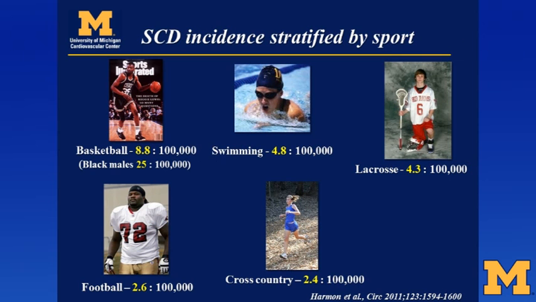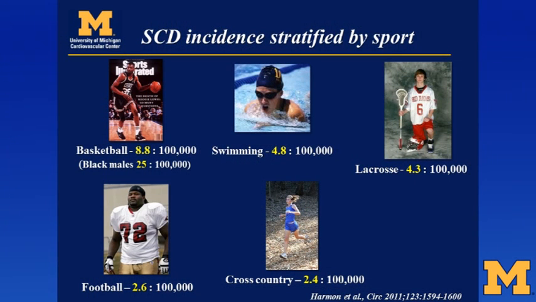Then they further stratified the incidence of sudden cardiac death by sport. Not surprising, basketball was the one that came out on top, and that's been reproduced in multiple studies, 8.8 per 100,000 sudden cardiac deaths. Black male basketball players, 25 in 100,000. So really an alarming number, and again, not really a good explanation for why. Because the incidence of most of the causes of sudden death, as I'll show you, doesn't have any racial bias. So we don't know why more of them are dying suddenly.